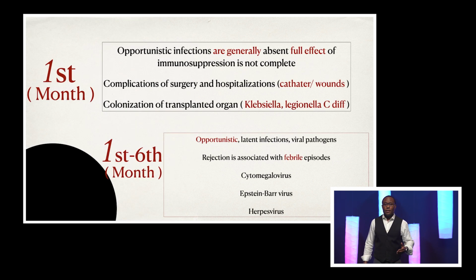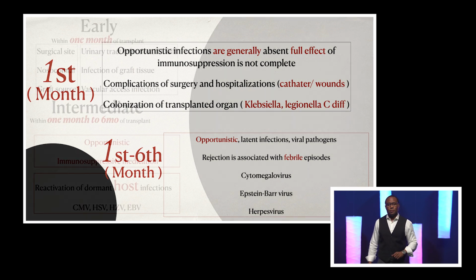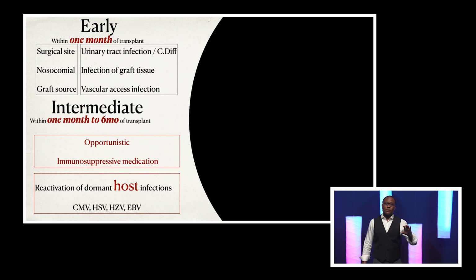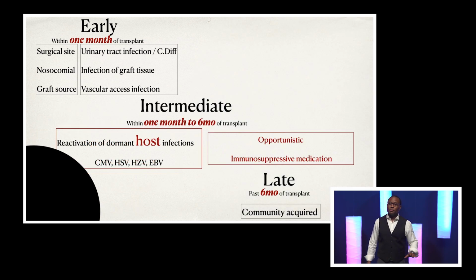After your first 30 days, we categorize those patients as intermediate, that's first month to 6 months. That's where the opportunistic infections are our concern, along with viral pathology. And don't forget that rejection is associated with febrile episodes as well. So we've discussed the early and the intermediate. Let's transition to causes of infection in the late stage, and again, that is 6 months moving forward.